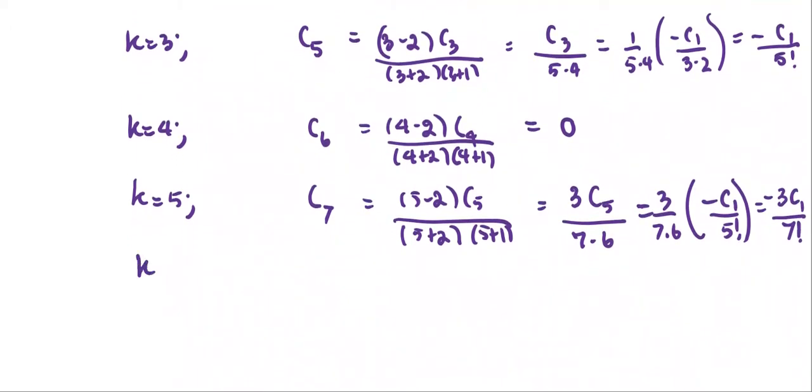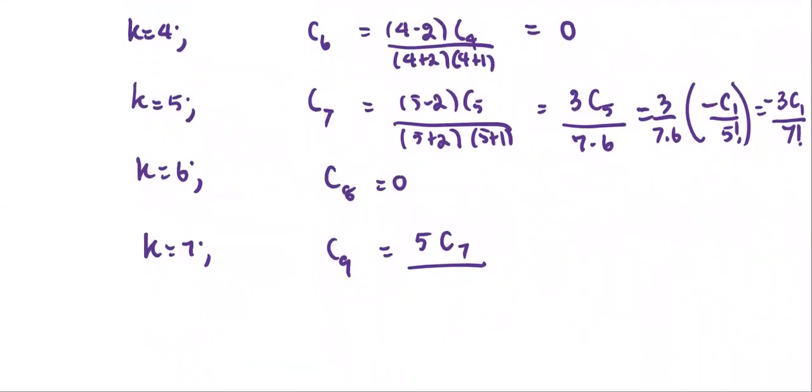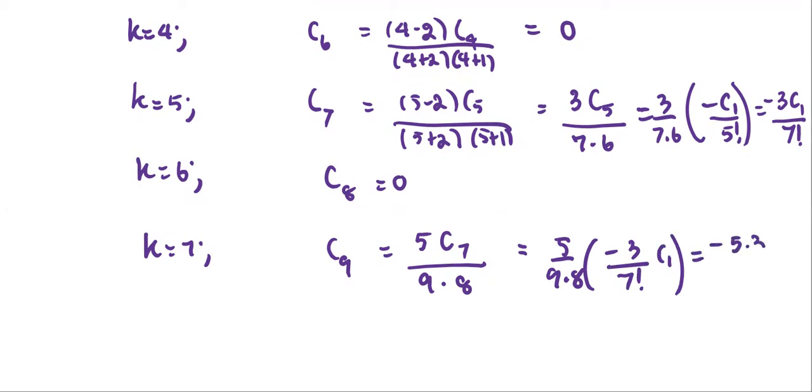As you predict, for k equals 6, we are going to get C8 equals 0 because we use C6 as part of the formula. For k equals 7, C9 is (7 minus 2), which is 5, times C7 divided by (7 plus 2), which is 9, times (7 plus 1), which is 8. And again, the C7 that we obtained from the earlier part is negative 3 over 7 factorial times C1. And we see the pattern as negative 5 times 3 times C1 over 9 factorial.